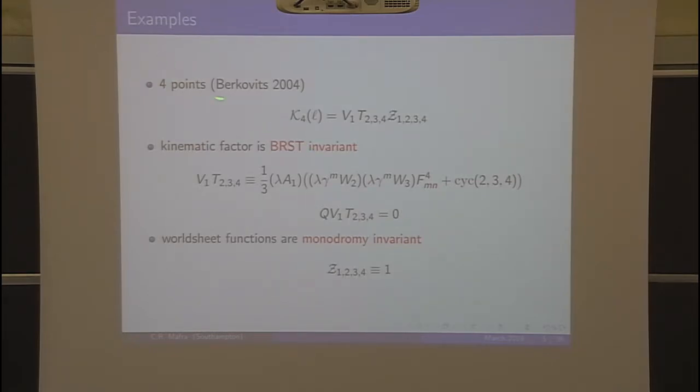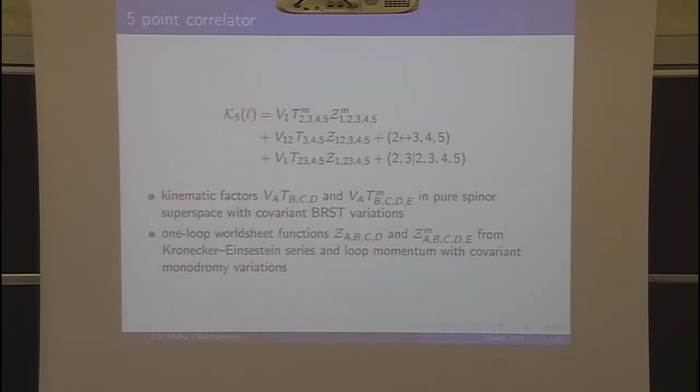Okay, so if you plug the value n equals 4 in that expression, you will get what Berkovits derived in 2004. That's the expression here. And the kinematic factor is BRST invariant, as he showed in his paper. And the worldsheet functions here are simply 1, and they are monodromy invariant. So that's the 4-point amplitude, that's one loop.